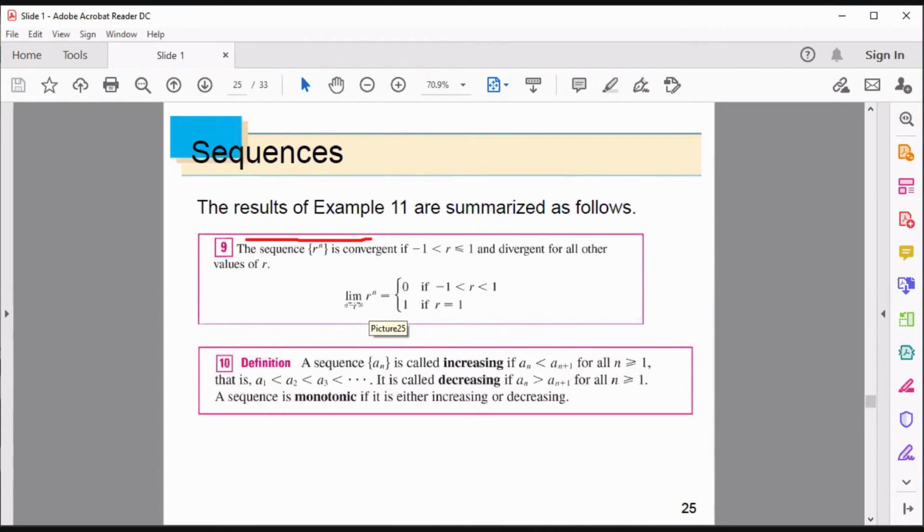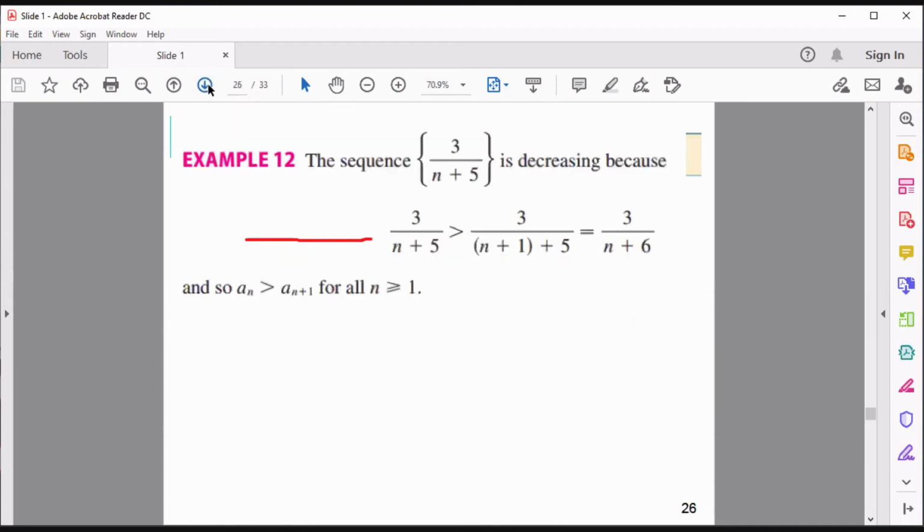Now we move to monotony. That means at what time you have an increasing sequence, and at what time you have a decreasing sequence. The definition is very easy. We have an increasing sequence when a(n+1) is more than a(n) for any n of at least 1. That means the sequence is always increasing: a2 is more than a1, a3 is more than a2, and so on. If we have the inverse situation, then the sequence is decreasing. Be careful when we talk about increasing or decreasing: a(n) is more than a(n+1), or a(n) is less than a(n+1).